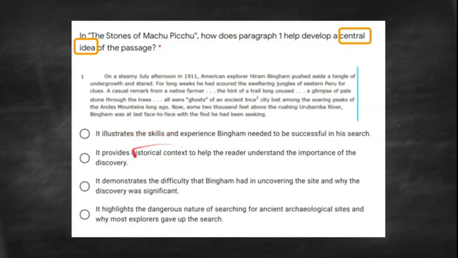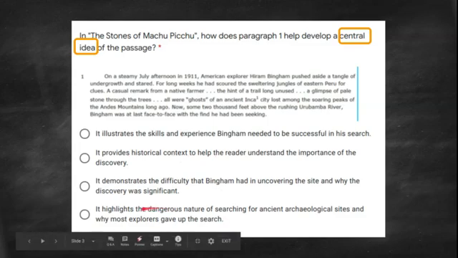Okay. There is no historical context. Yes, there's a date, but there's no history up here. It doesn't tell us the history of the area. So, that's why this one is wrong. And this one is wrong because it does talk about the dangerous nature of searching, but it does not talk about why most explorers give up. So there's parts of these others that make it wrong, and that's why this one has to be correct.